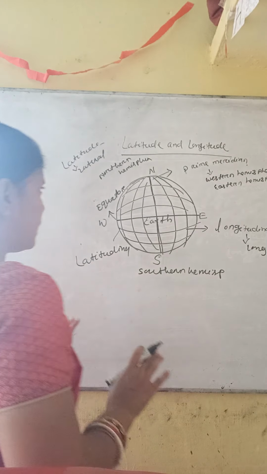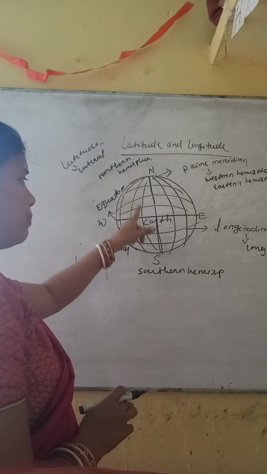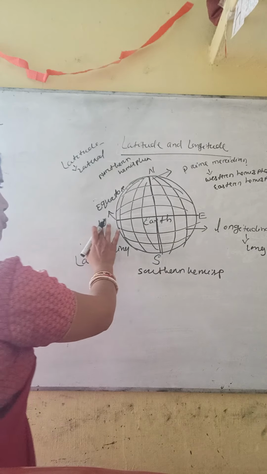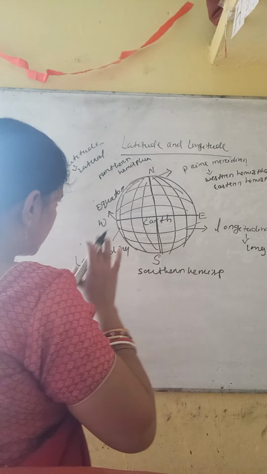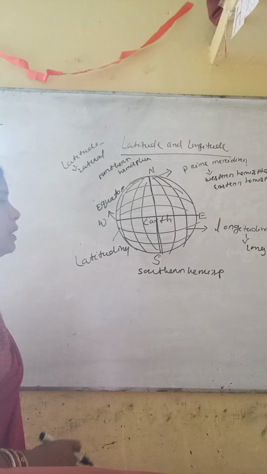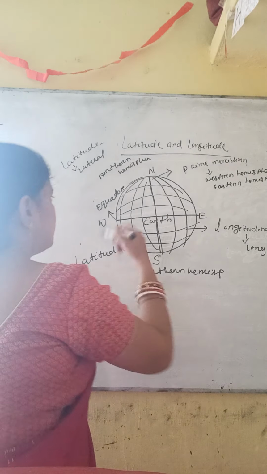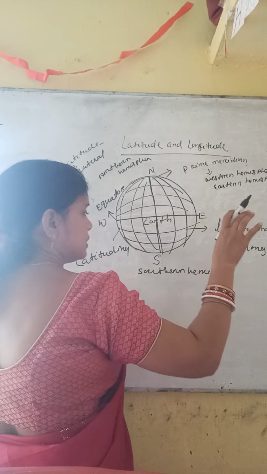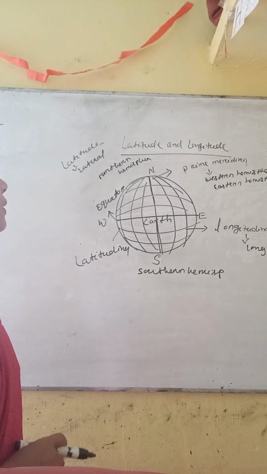My dear students, you got some idea about this. The vertical line that stretches from north to south is called the prime meridian, and the horizontal line that stretches from west to east is called the equator. The prime meridian divides the earth into two equal halves, the western hemisphere and the eastern hemisphere, and the equator divides the earth into two equal halves, the northern hemisphere and the southern hemisphere. After that, all these parallel lines that stretch from west to east are called latitudinal lines, and those that stretch from north to south are called longitudinal lines.